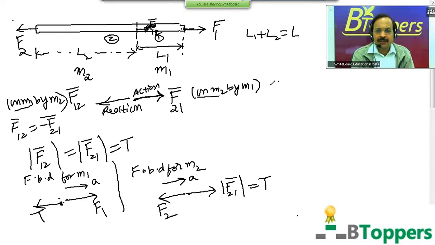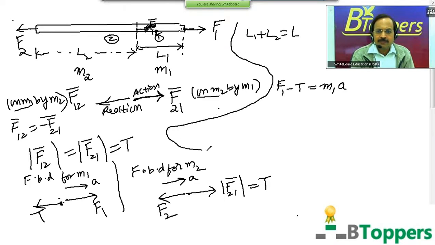So if we apply Newton's second law by considering the forces in the horizontal direction, the magnitude of the resultant force on M1 can be written as F1 minus T. According to Newton's second law, that is the product of mass M1 and the magnitude of its acceleration. The magnitude of the resultant force on M2 is towards right. For M2, the tensional force acts towards right, F2 acts towards left side, so that will be T minus F2.